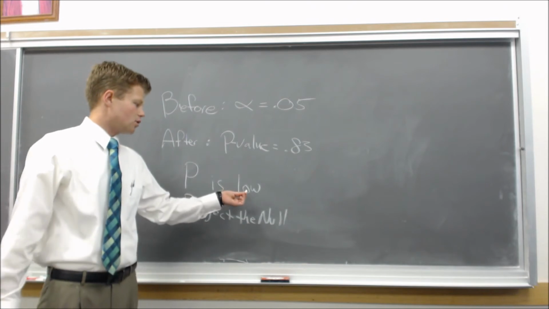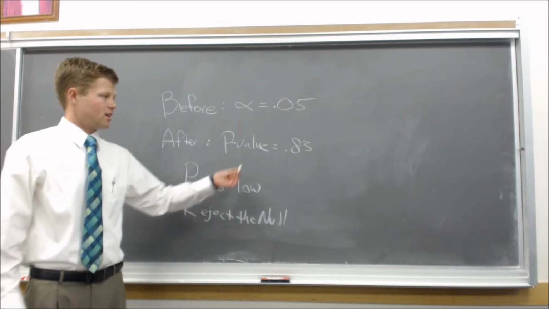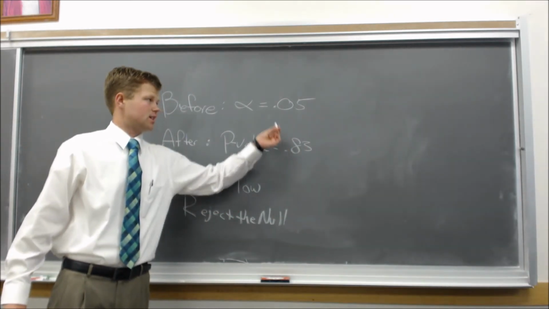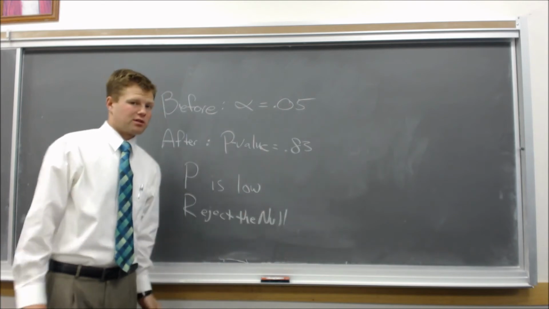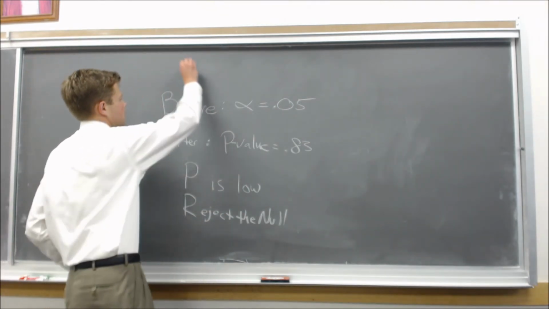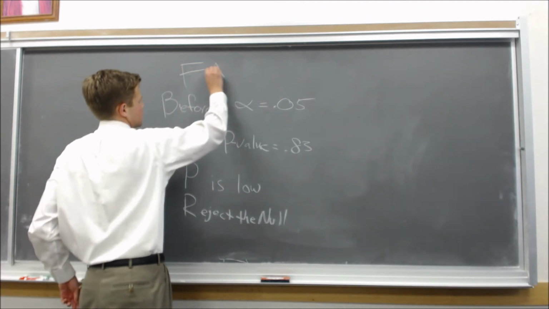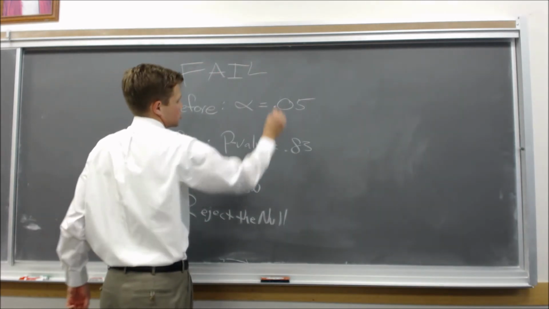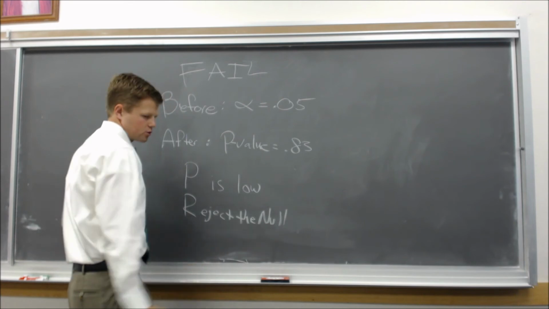Okay, so this is our test. So if the p is lower, then we'll reject the null, but 0.83 is not lower than 0.05. It's way bigger. So we are going to fail to reject the null.